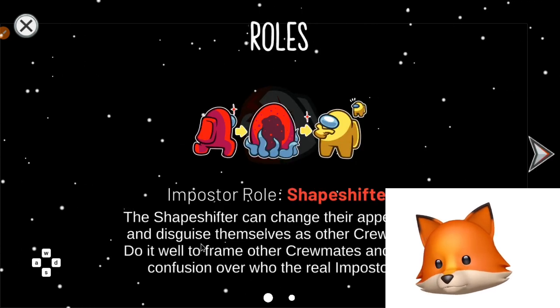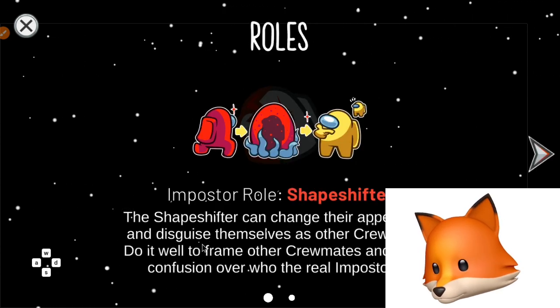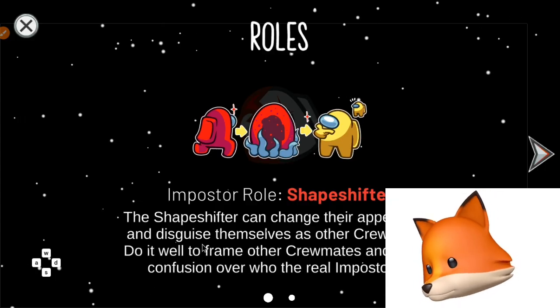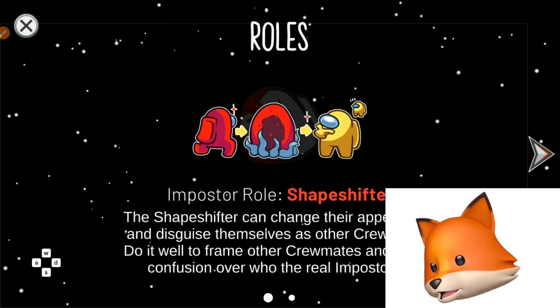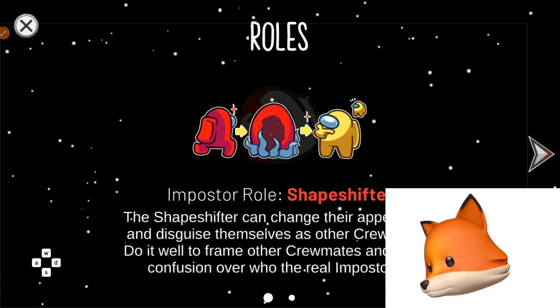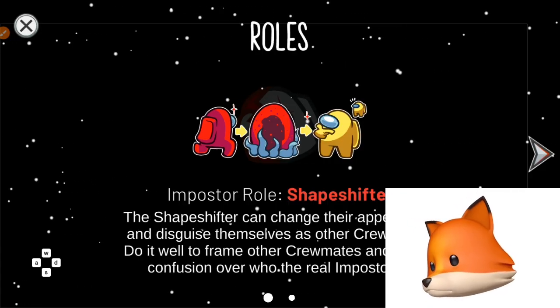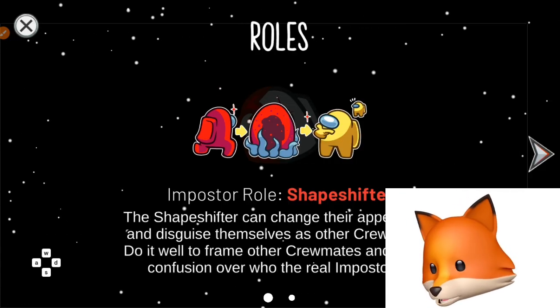Shapeshifter. The shapeshifter can change their appearance and disguise themselves as other crewmates. Do it well to frame other crewmates and create confusion over who the real imposter is.